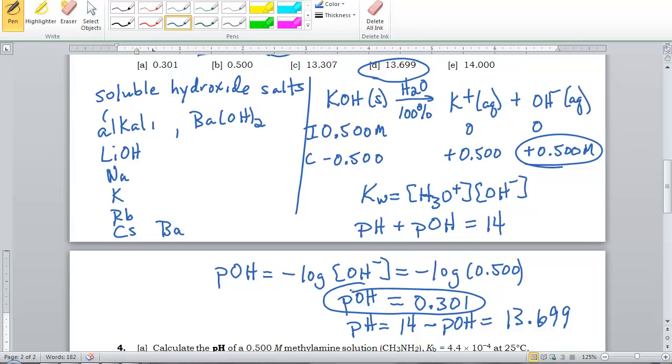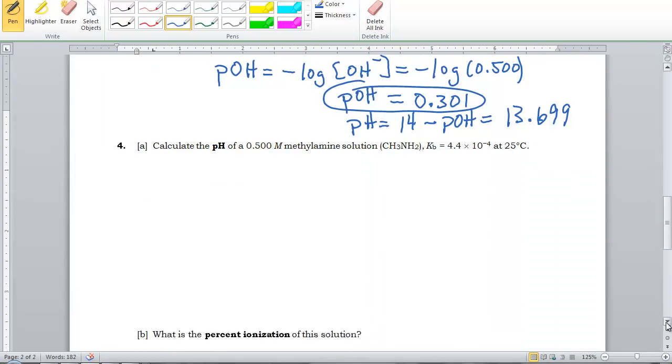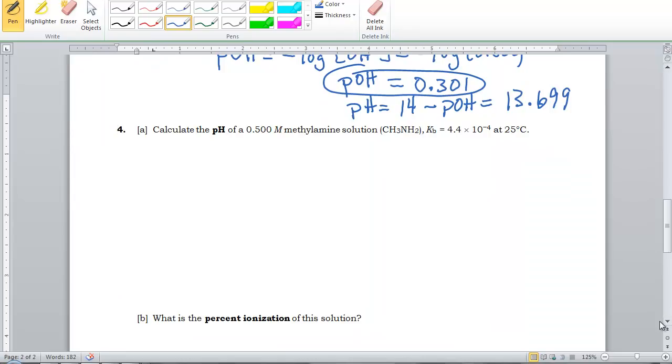So I think you'll like strong bases just like strong acids. Since it's a base and it produces hydroxide, we can get the amount of hydroxide very easily and get to pH quite quickly. All right, next topic for this pre-lecture, weak bases.